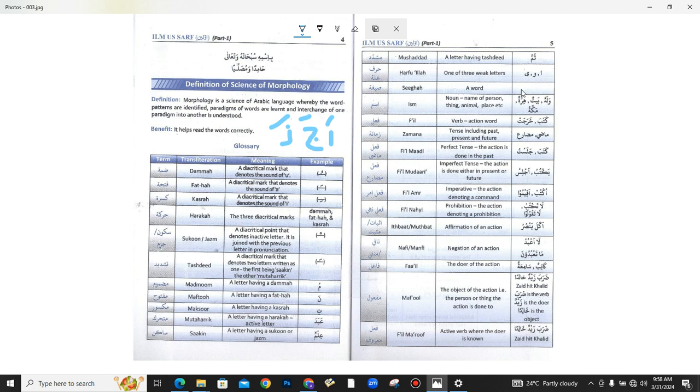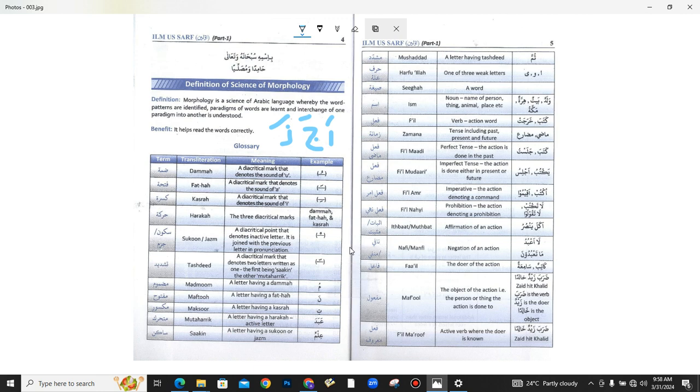In our previous class, we had read about three harakat: Zamma, Fatha, and Kasra. Now we will read about Sukun and something like that. Okay, let me zoom in.